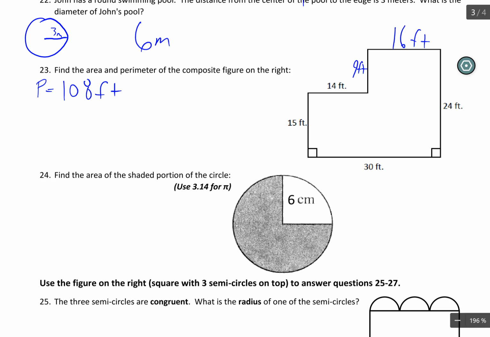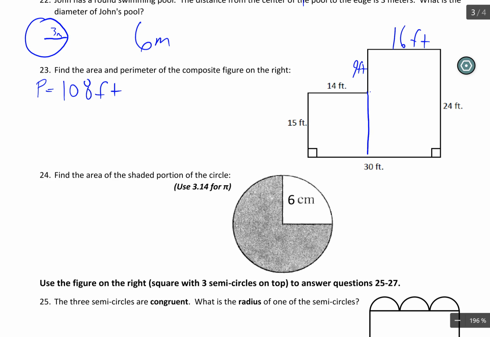Area, however, I'm going to need to find area of 2 different pieces. So there's a couple ways you can break this. You can break this into 2 rectangles this way. You can break it into 2 rectangles that way. Or you can make it really complex and break it into other shapes. But 2 rectangles is going to be the easiest.